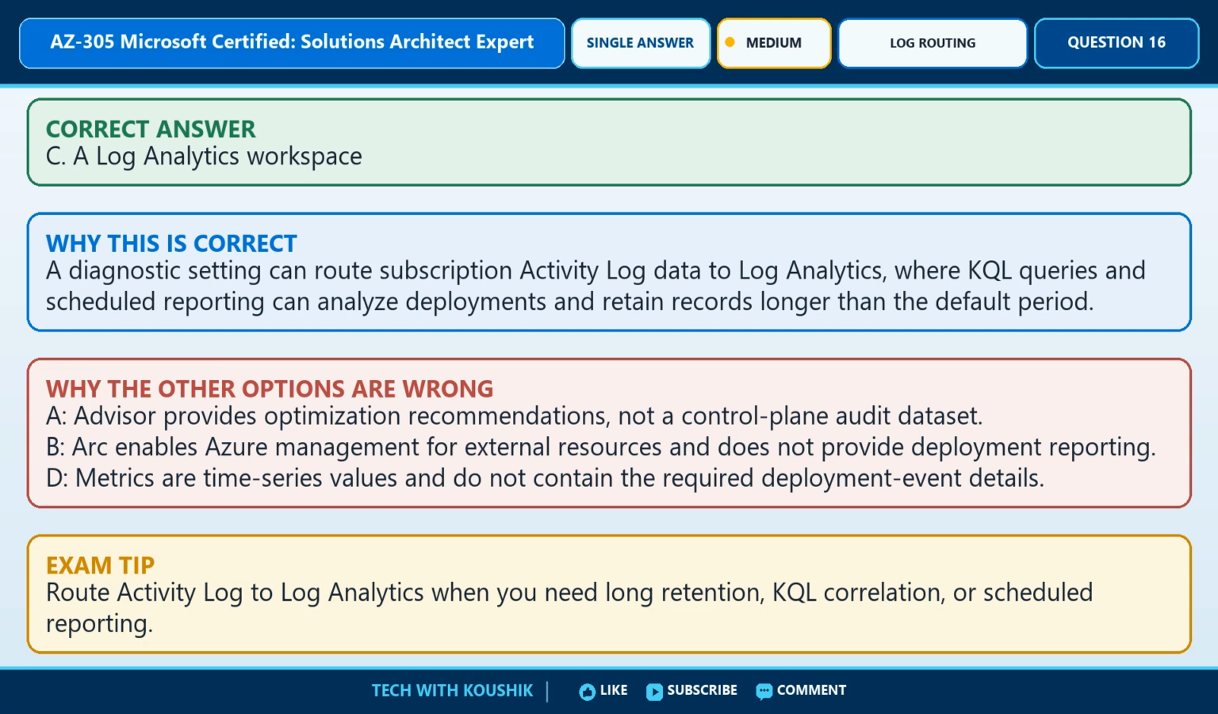The remaining options are incorrect because A. Advisor provides optimization recommendations, not a control plane audit dataset. B. Arc enables Azure management for external resources and does not provide deployment reporting. D. Metrics are time series values and do not contain the required deployment event details. Route activity log to Log Analytics when you need long retention, KQL correlation, or scheduled reporting.